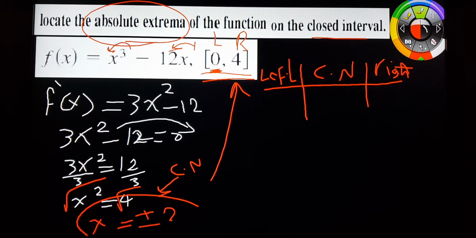So here 0 is the left value and this one, 4, is the right value of the closed interval. The critical number is only 2. We said negative 2 is refused because it doesn't belong to the closed interval. Then we will replace all these values in the original function to find the maximum and the minimum values.